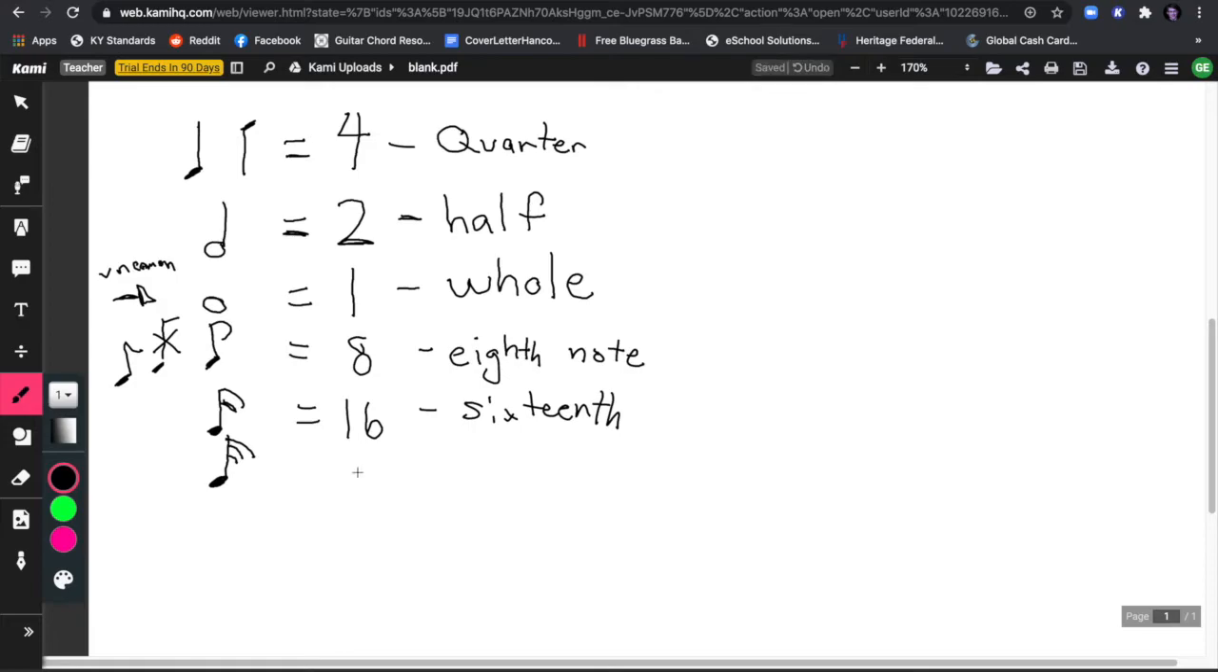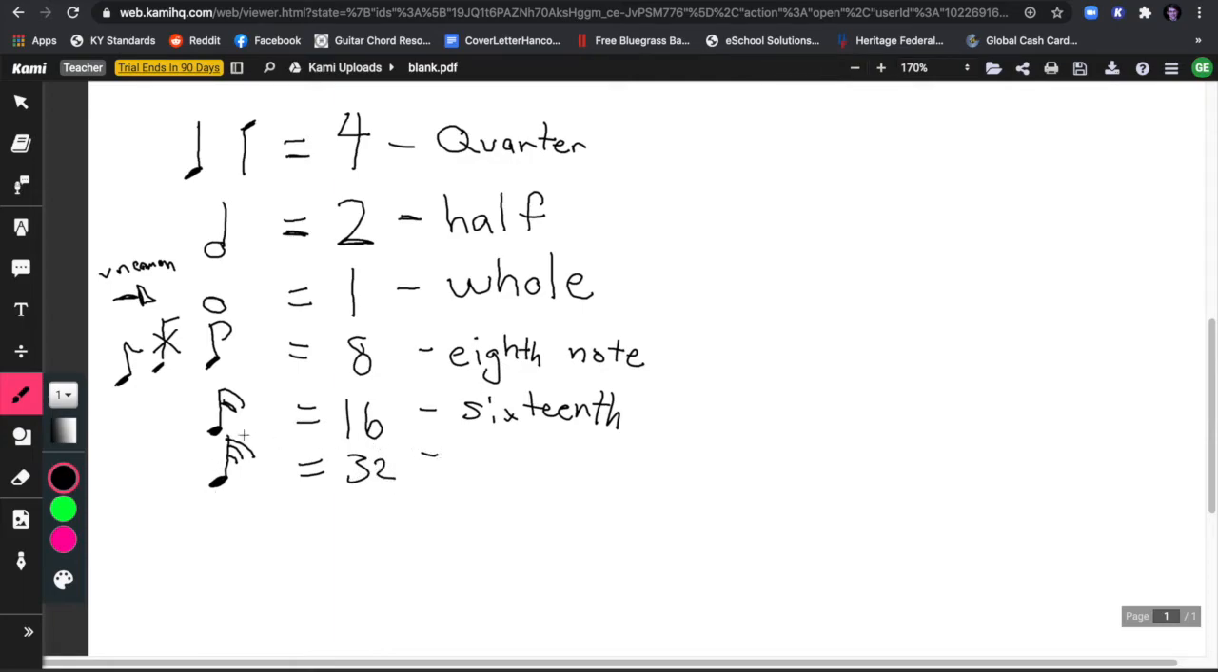Don't worry too much about the ratios right now. What we're worried about right now is just this correspondence. We're thinking quarter note gets a 4 on the bottom. Half note, how many half notes are in the meter? How many whole notes are in the meter? How many eighth notes are in the meter? How many 16th notes are in the meter? 32nd note, we'll have a 32 on the bottom.